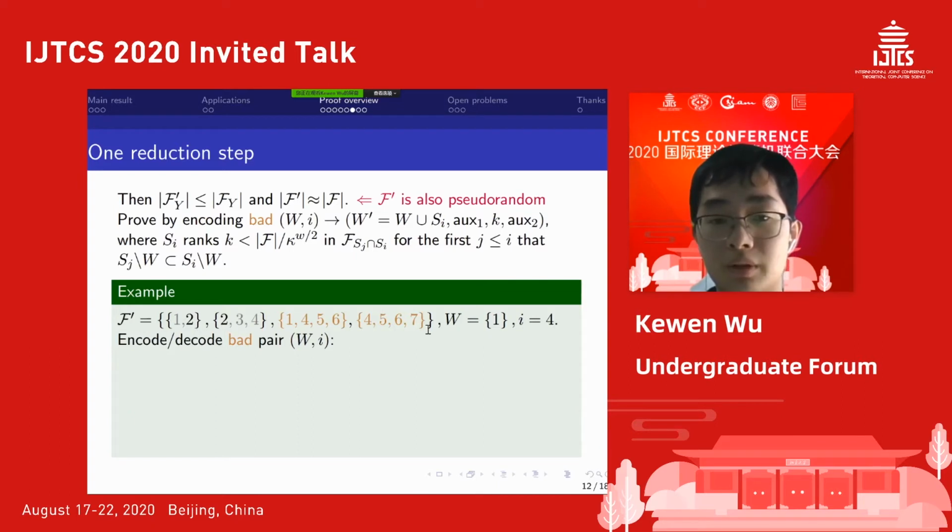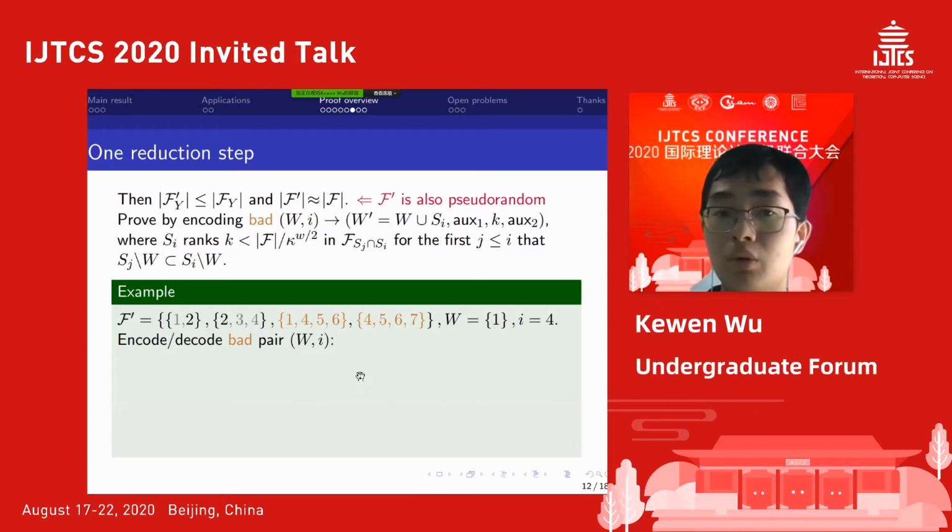Assume F prime is the following, and you can find F by removing the colors. This F prime contains 2 sets, and both of them contain the singleton 2. You can find that F contains 4 sets. The first one is 1, 2. The second one is 2, 3, 4. The third one is 1, 4, 5, 6. The last one is 4, 5, 6, 7. The set W we select is the singleton 1. And we focus on Si, where i equals 4, because this pair W, i is bad, and it's in brown color.